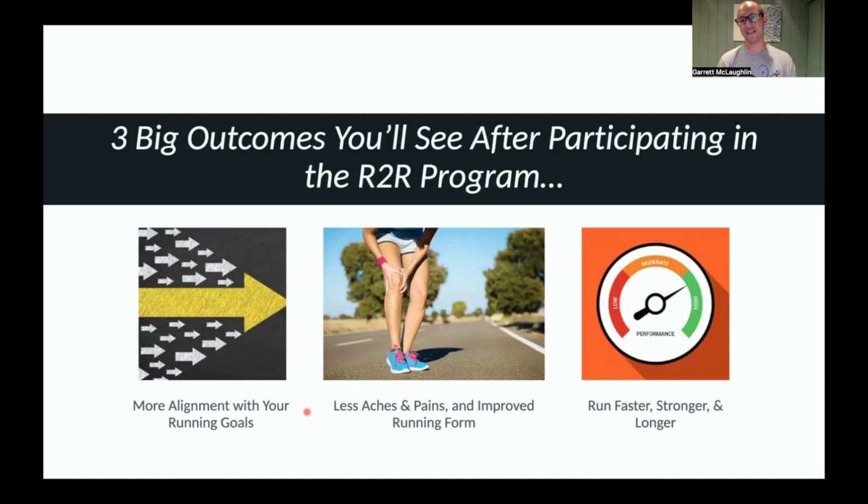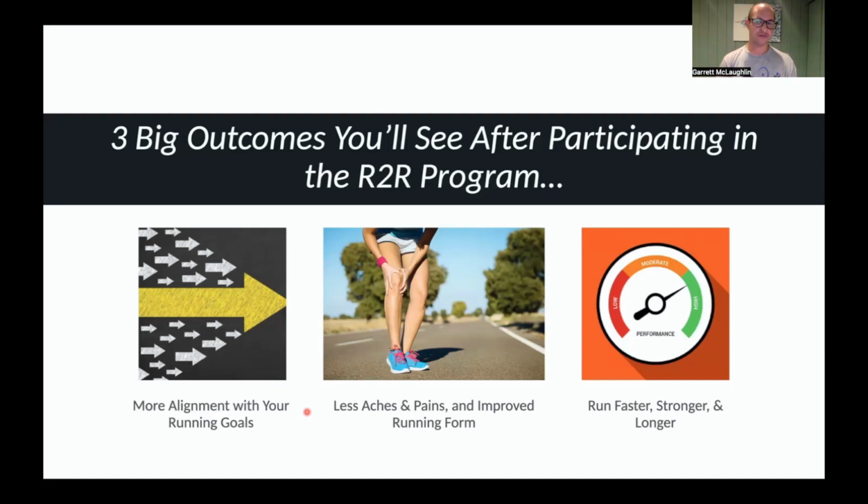There are 3 big outcomes you'll see if you're interested in participating in the Return to Run program. One is more alignment with your running goals. If you are struggling with injury or trying to improve performance, this program will really help identify those key things and then create a training plan that helps address them. Because ultimately we want, like you see here in the middle, less aches and pains and improved running performance. We want you to run in an unrestricted way.